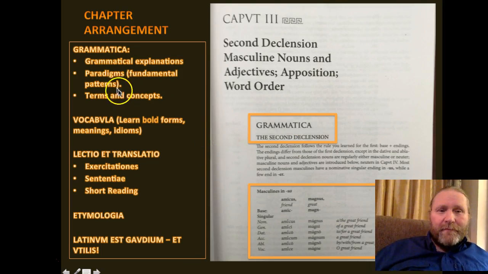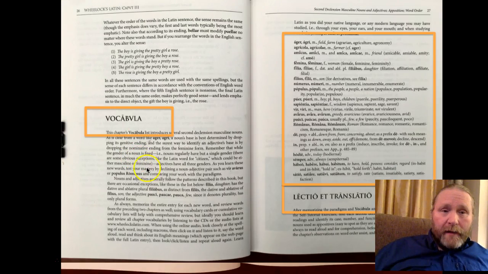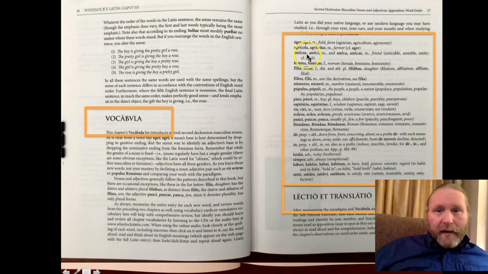Okay. After the Grammatica section, there's always a list of vocabulary items. In the vocabulary items, you need to learn the bold forms, as well as the meaning, and sometimes there are some idioms that you need to know. Let's turn over to there so you can see what that looks like. Here's the vocabula as well. There's always a little bit of an explanation and some information at the beginning, but here's the word list over here on the right-hand side of the page.